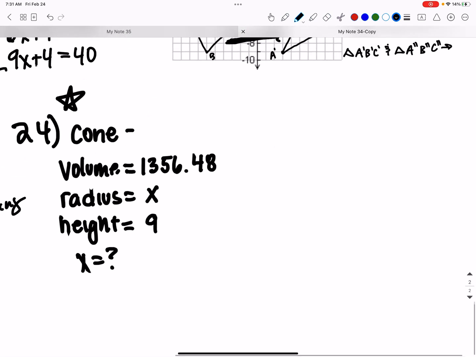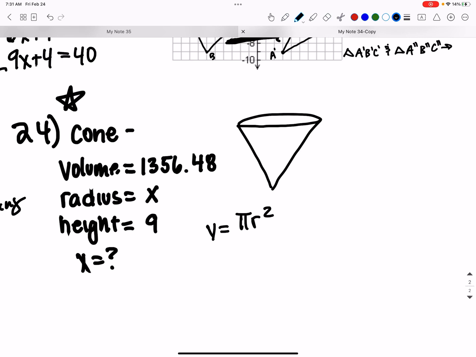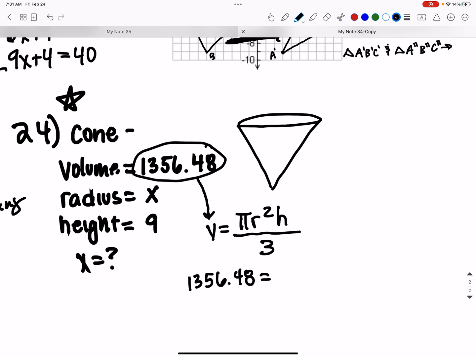All right, this one was tough. I have a cone. I have to know the volume. I have to know the equation of a cone. Is volume equals, we take a circle, pi r squared, we give it some height, we divide by 3. Let's start plugging in what we know. The volume goes in for the V right here, 1,356.48 equals, pi is 3.14. The radius we don't know, so it's still the radius squared. And the height is 9. And then we divide by 3.